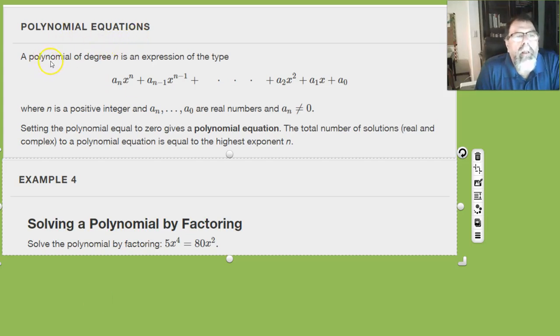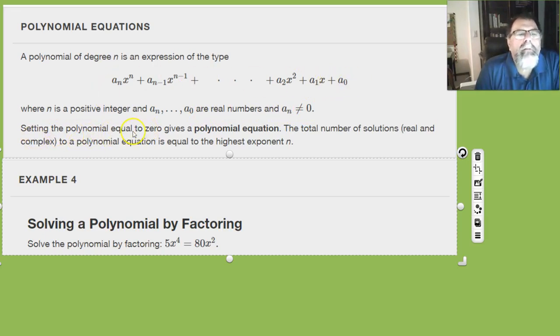Polynomial equations. A polynomial of degree n is an expression of the type a sub n x to the n plus a sub n minus 1 times x to the n minus 1 plus dot dot dot plus a sub 2 x squared plus a sub 1 x plus a sub 0. This is what we call descending order. n is a positive integer, and the coefficients a sub n through a sub 0 are real numbers. Again, we call those coefficients. And a sub n cannot be 0, but any of the other ones can be 0.